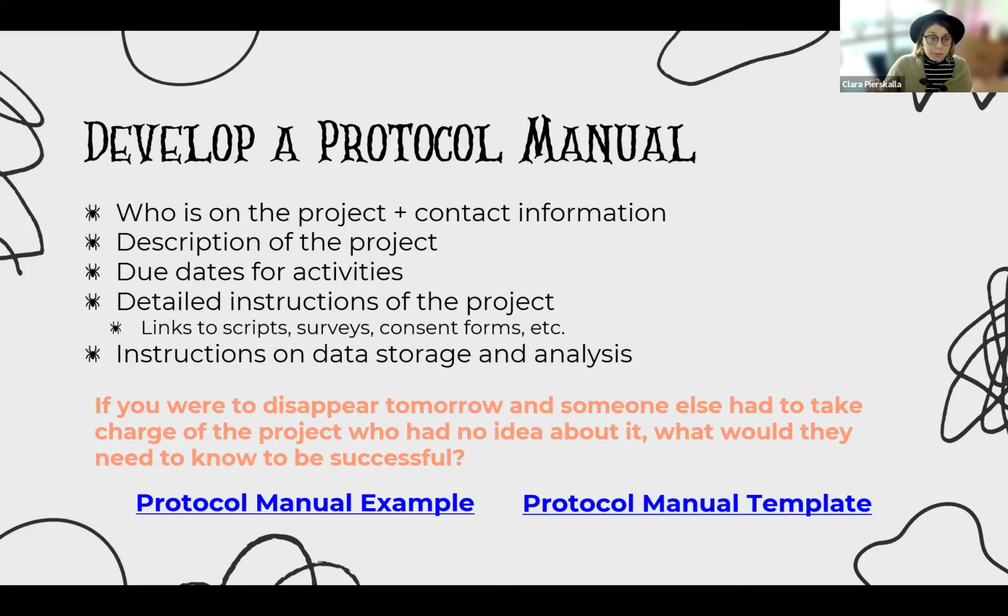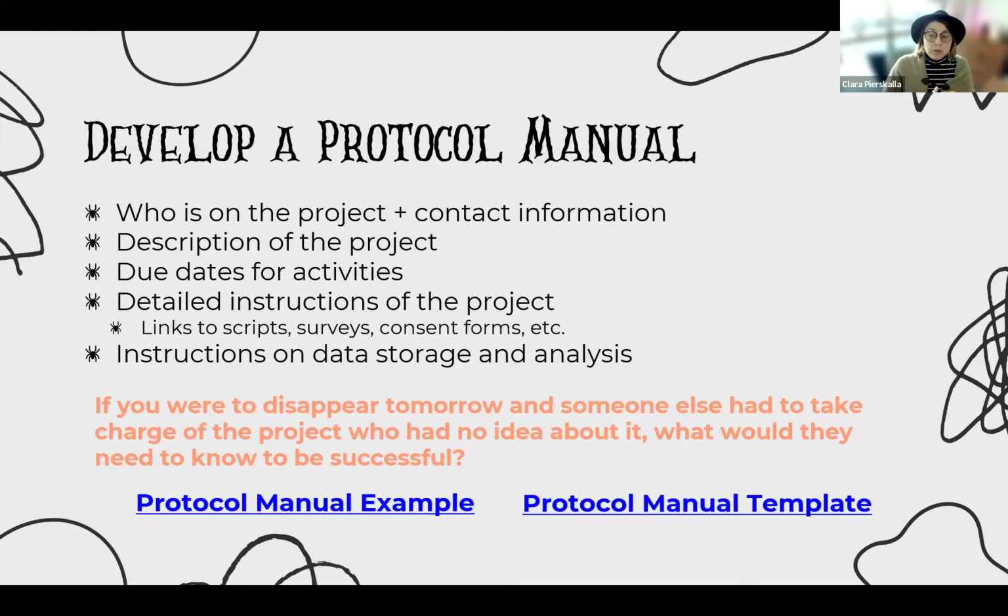If they knew nothing about the project, what do they need to know in order to keep it moving forward? Everything that you could ever even dream of to be in a protocol manual will be in your protocol manual. I always start it with who is on the project, what is their contact information, a description of the project itself, what the goals are, what questions you're going to be asking, as well as the due dates of different activities or your timeline of activities, and then your detailed description of what the process is for your study.